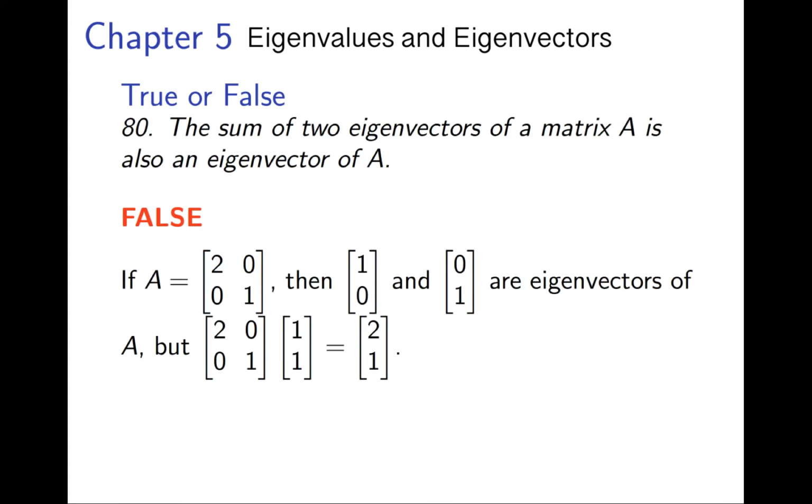If this was a homework assignment or on a test, you would want to prove that what I said is true. But if we were to take the sum of these two vectors, which is (1, 1), multiply it to A, we would get (2, 1), which is not a scalar multiple of (1, 1). So it is not an eigenvector of A.